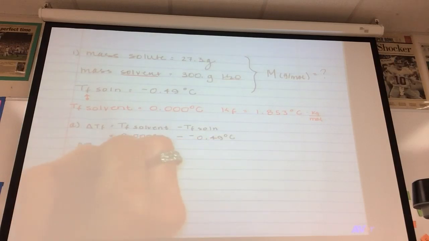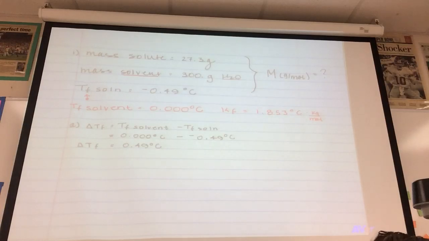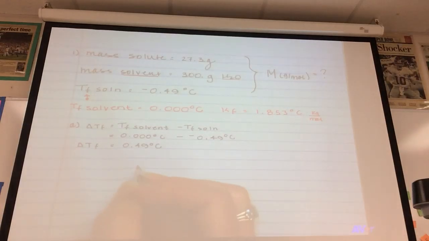And there's your delta TF. It's positive. In the second step, you want to calculate the molality, and you do so by dividing the delta TF by the Kf. You have 0.49 degrees Celsius over the Kf, and that's why sometimes it is helpful writing the information down.